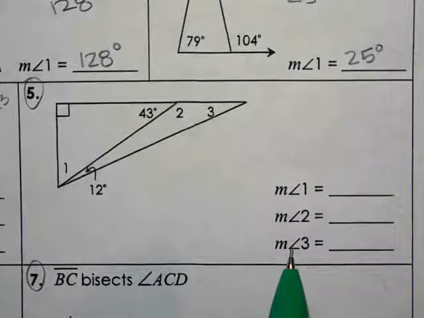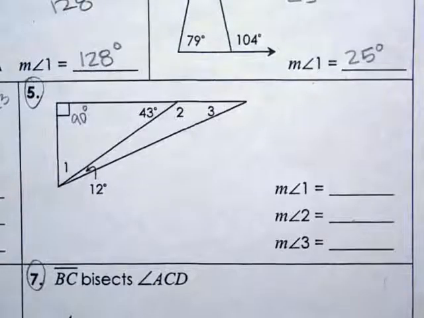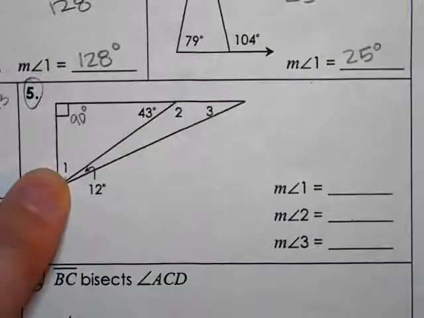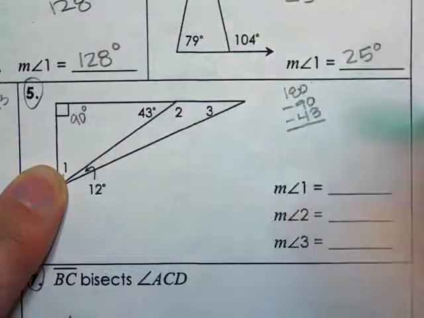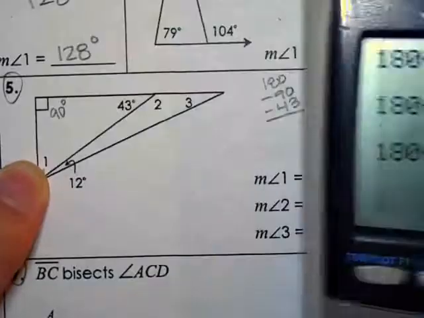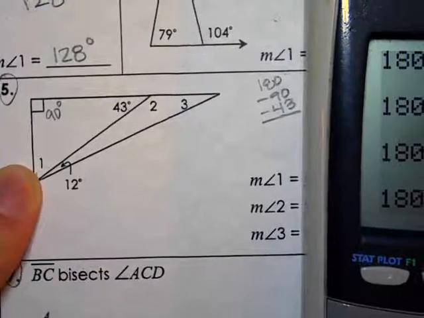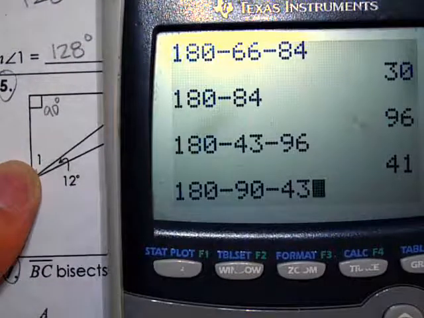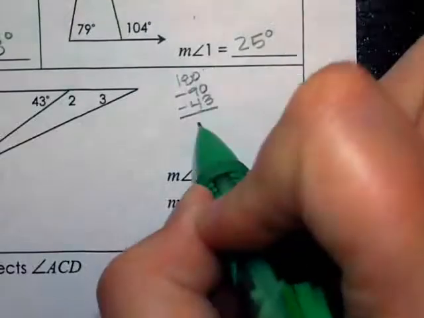Which angle should we go for first? Okay, so this is 90. Okay, so angle 1. So we got 180 minus 90 minus 43. Okay, so angle 1 is 47.